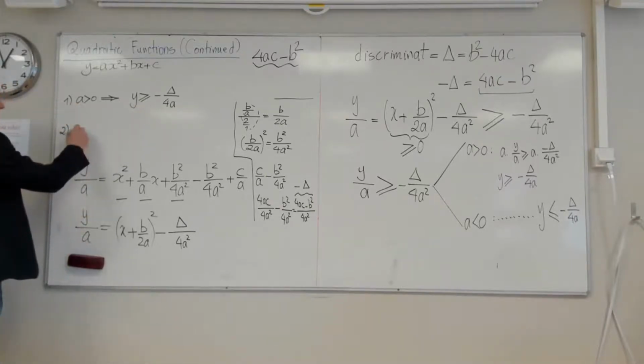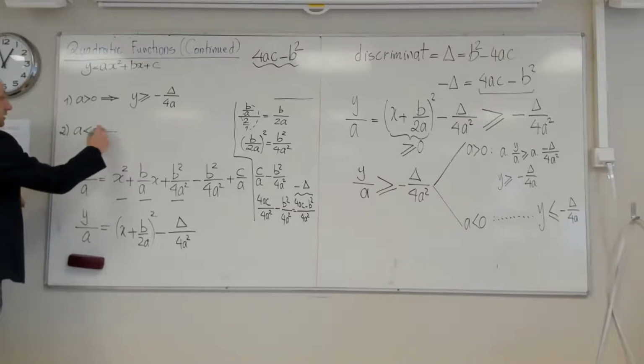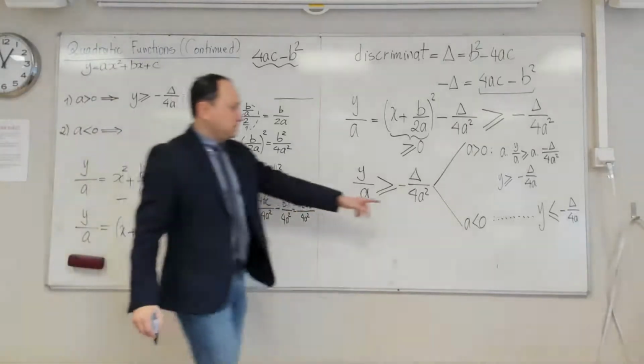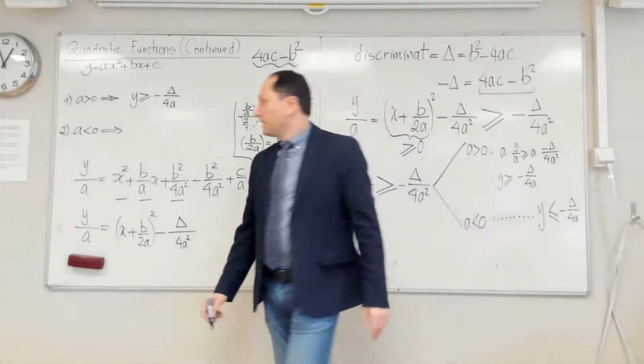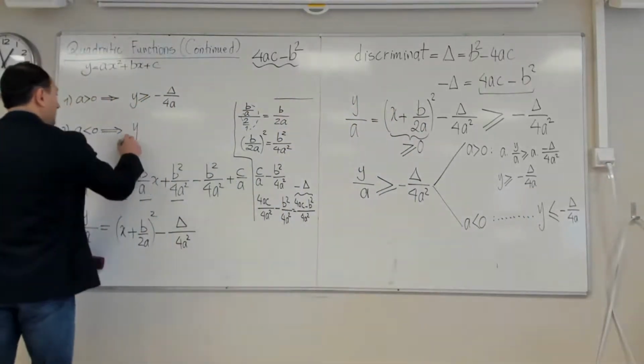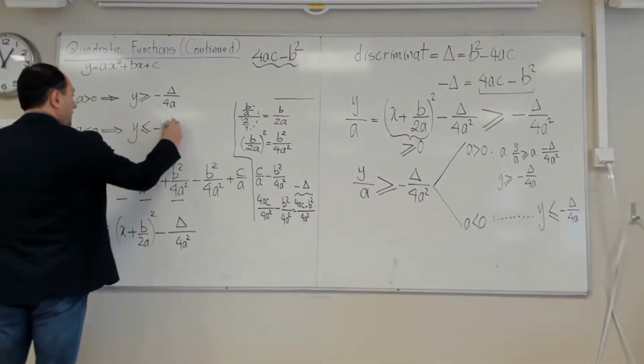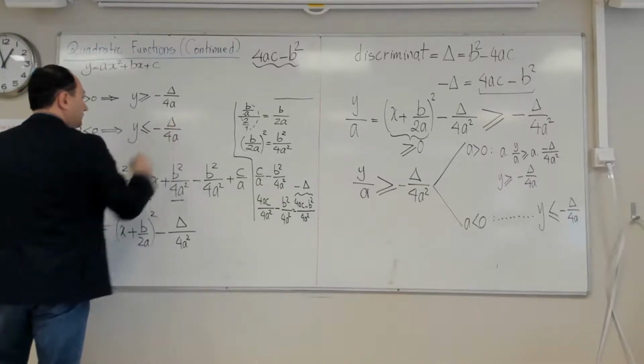But if a is negative, then look back here. If a is negative, when I multiplied by a, I had to flip the sign. So then it means that y is less than or equal to minus delta divided by 4a.